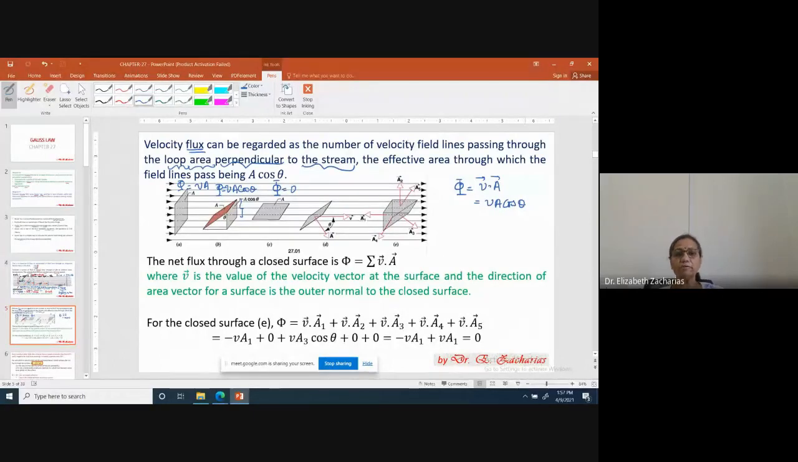And what is theta? Anyone? What is theta? Look at this picture and tell me what is theta. Angle of rotation. Angle between the velocity vector and the area vector. Velocity vector and the area vector. And I have been talking about surfaces which are not three-dimensional. I'm not talking of surfaces which are three-dimensional. I'm talking of flat surfaces which I put in the path of the flow.